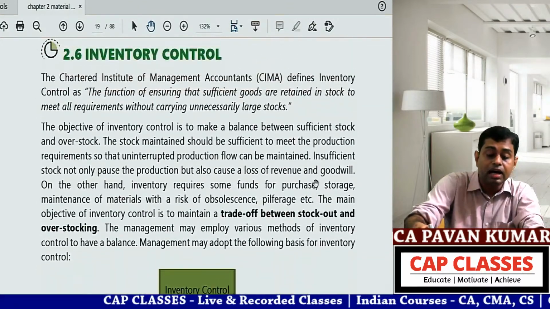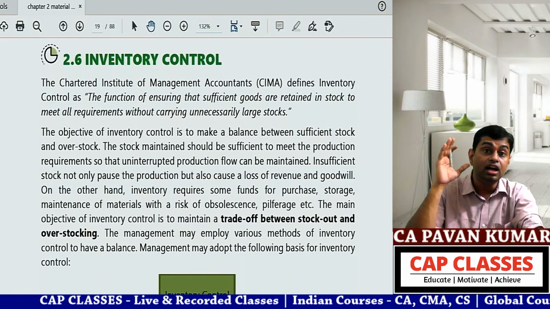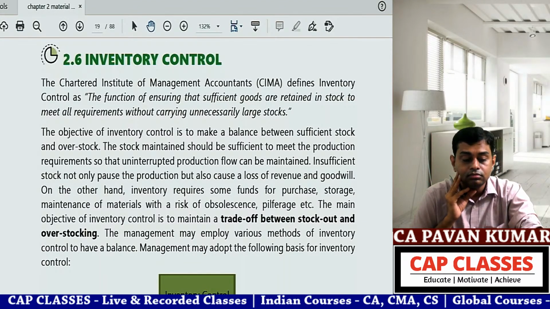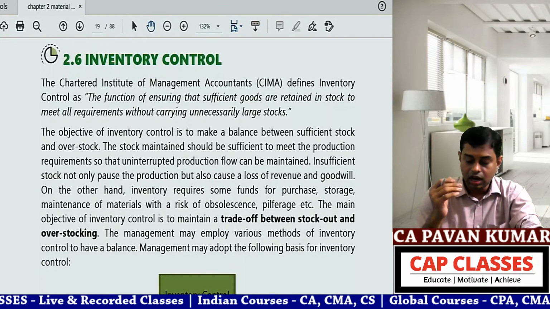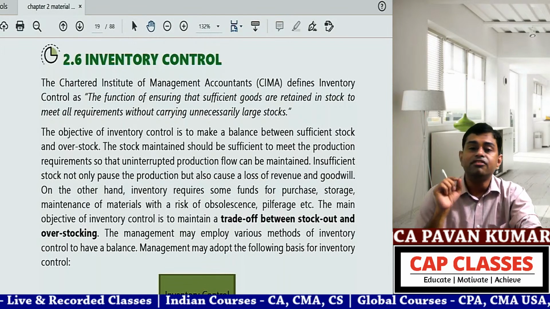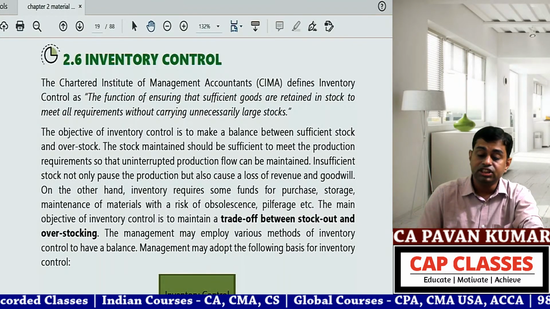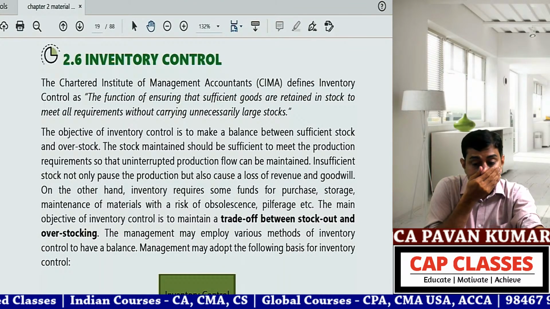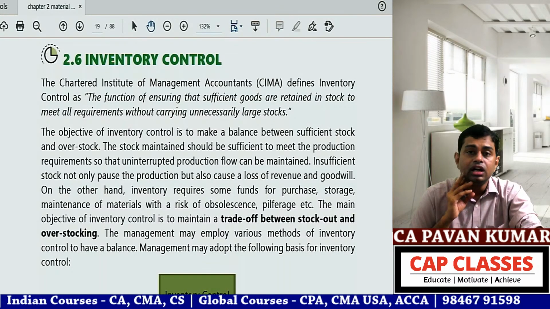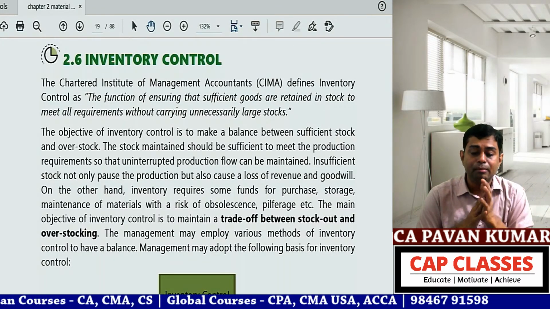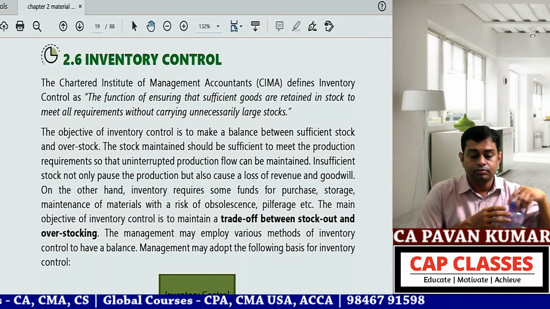Now we are going to solve some more problems. Put the heading inventory control. Under that, write down: the objective of inventory control is to make a balance between sufficient stock and overstock.